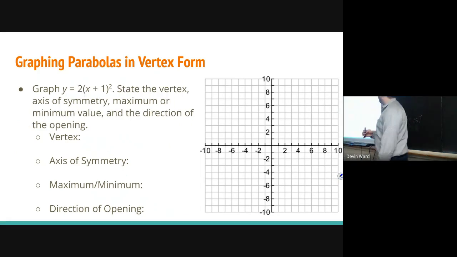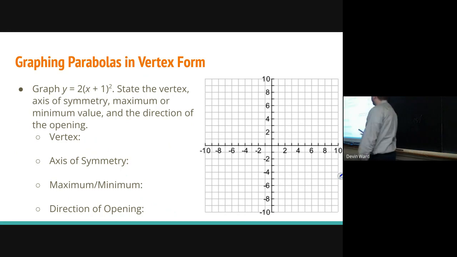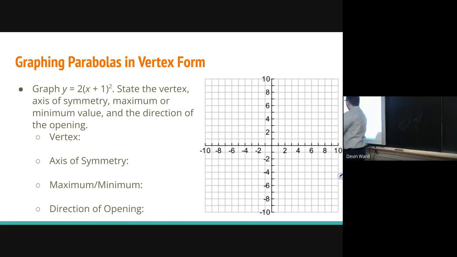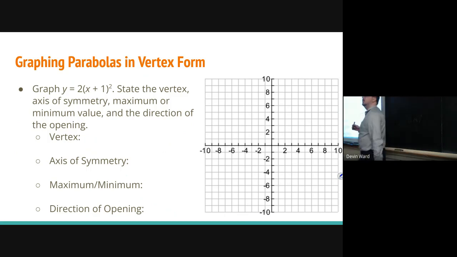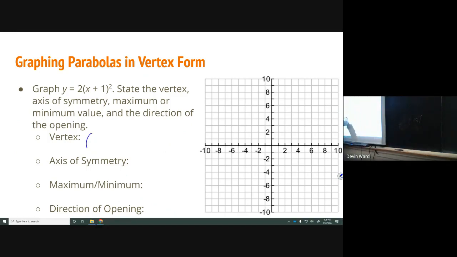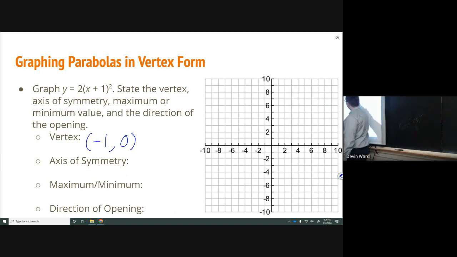Okay, next up, we want to graph 2 times x plus 1 squared. Then vertex, axis of symmetry, minimum, maximum, and opening up or down. Okay, so where's our vertex here? Perfect. So we've got -1 and 0. So remember, we don't have anything at the very end. So if you want to write plus 0 at the end, you can, just to show that's where the 0 is coming from. Okay? And then when the 1 comes out of the brackets, it becomes -1.